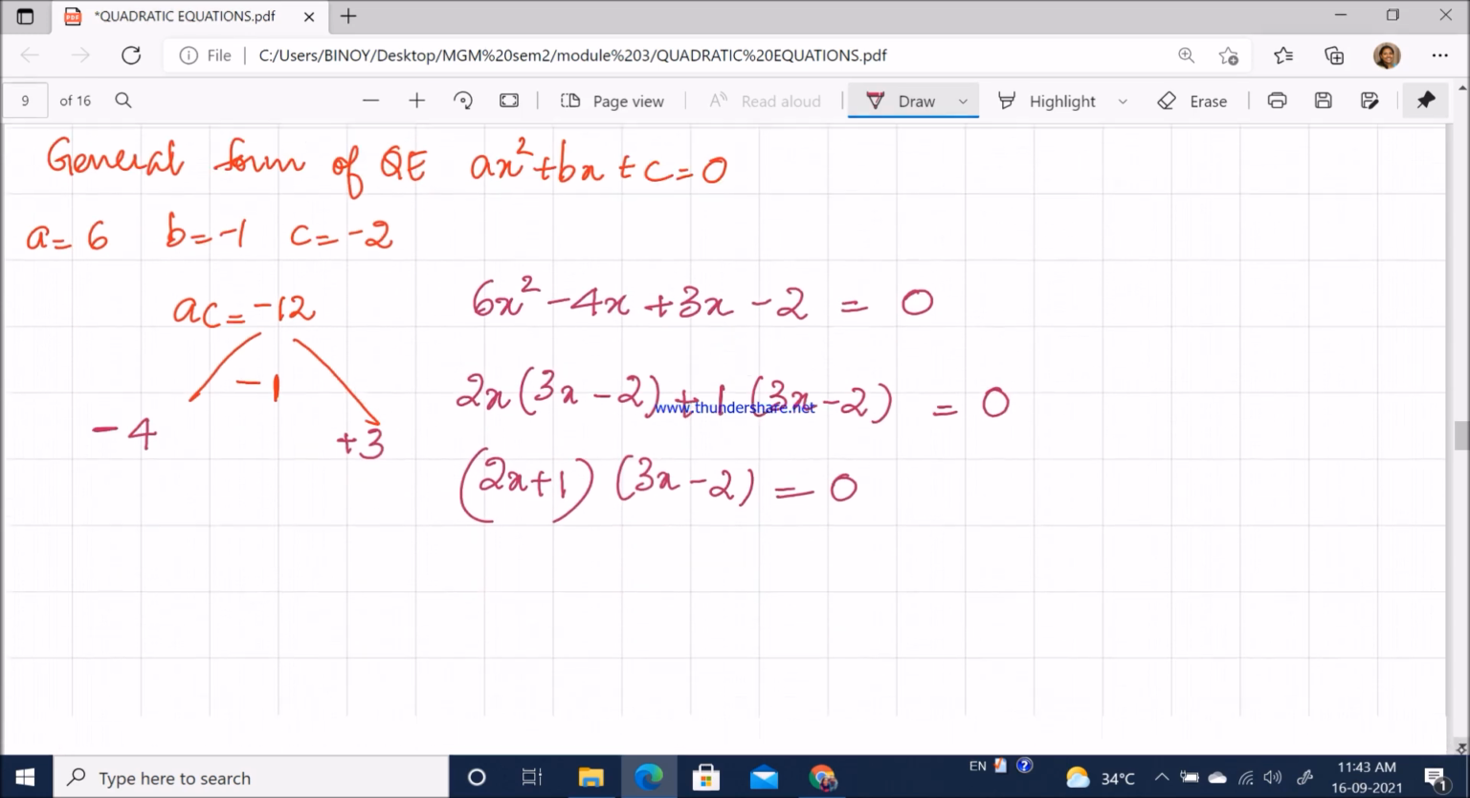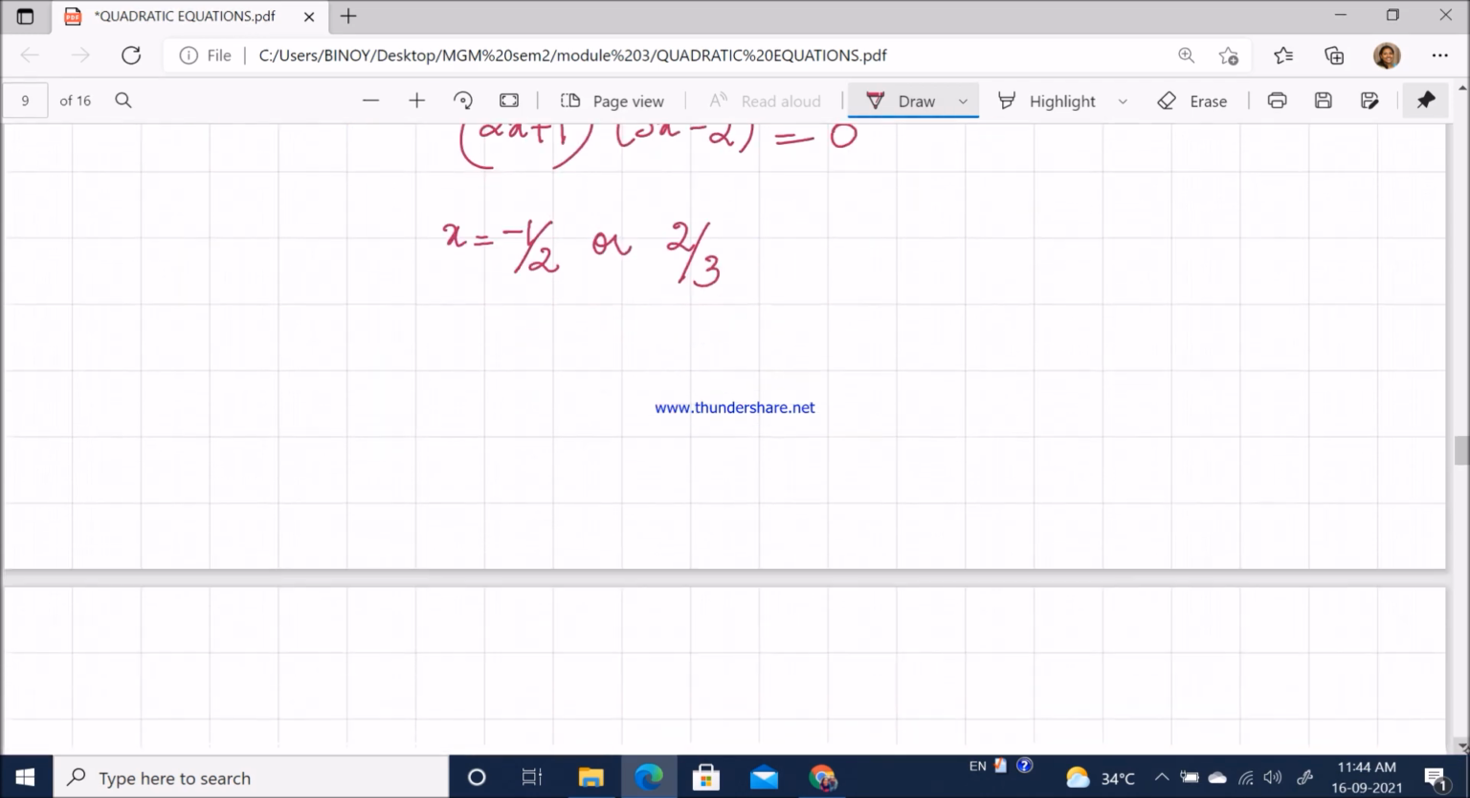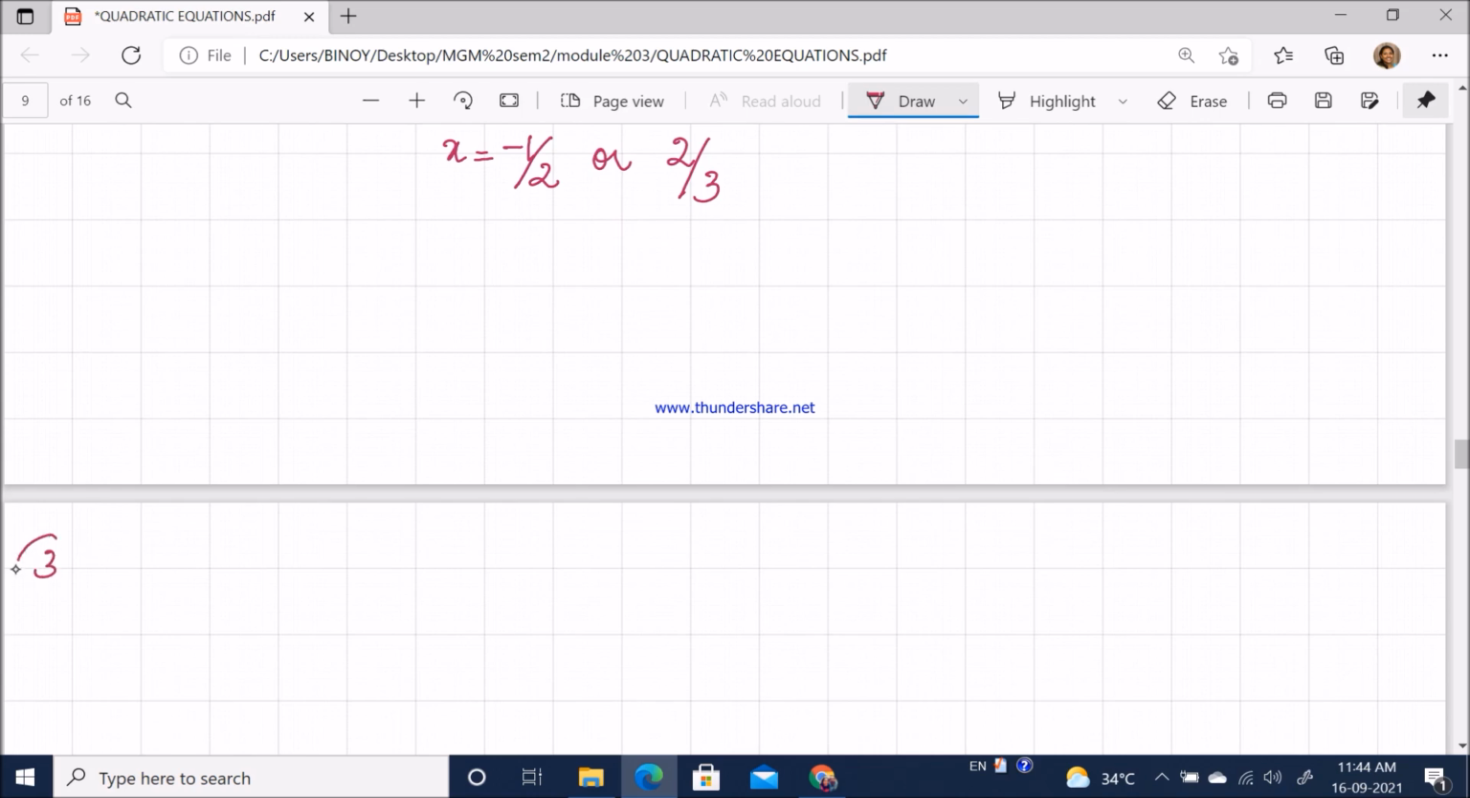So if you are asked to find the roots of an equation, x should be minus 1 by 2 or x should be 2 by 3. So roots are minus 1 by 2 or 2 by 3. So this is how we do. Now moving on to the third question.